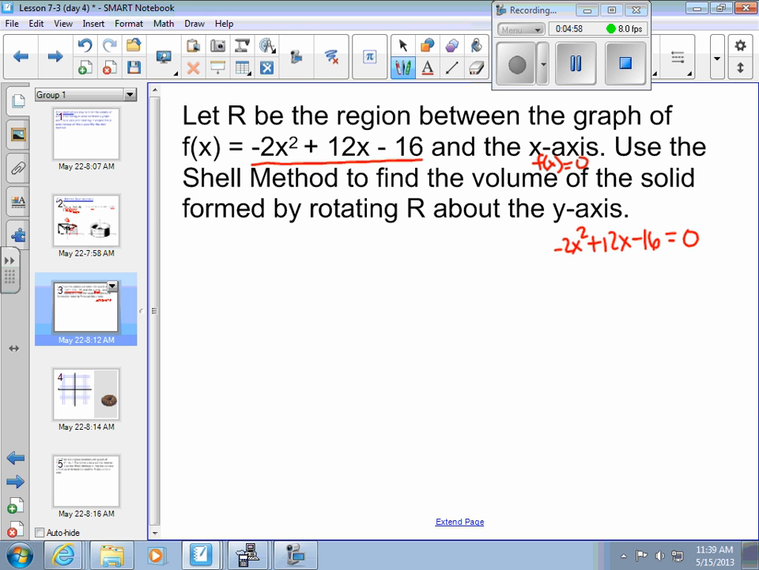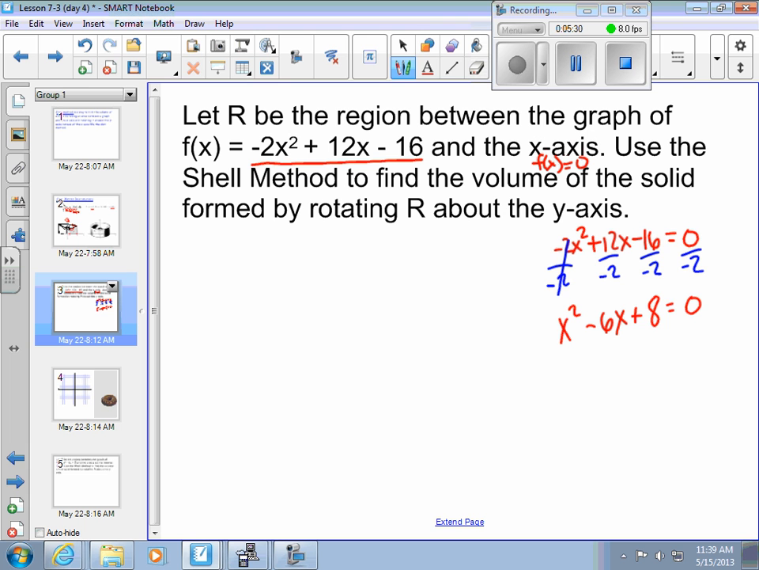Well, to solve this one, we could use the quadratic formula. It's a quadratic equation, but if you notice, all these terms can be divided by 2. Or in this case, let's divide by -2 so we get rid of the negative in front of the x squared as well. So let's divide everything by -2 and see what we get. That would cancel out our -2 there, and we just have x squared. 12 divided by -2 is -6. -16 divided by -2 is +8. 0 divided by anything is 0.